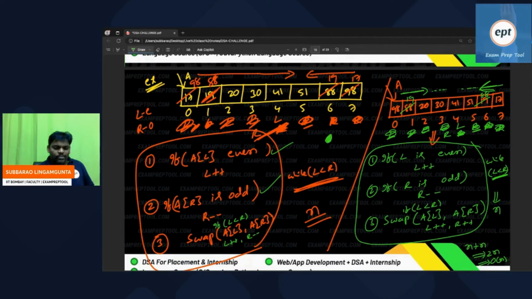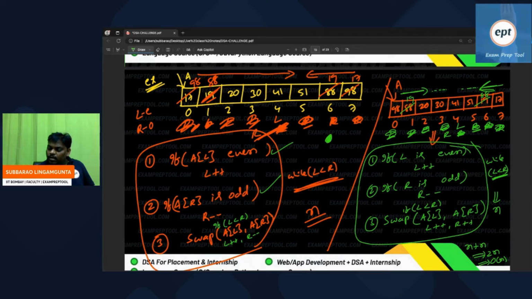In the first story, on the left side I want even people, on the right side I want odd people. In the second story, at even positions I want even, at odd positions I want odd. Whenever you are going to swap, you have to check one condition: is L less than R? If that is true, then only swap. Otherwise, don't swap.